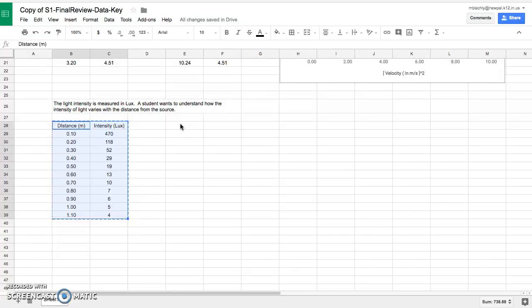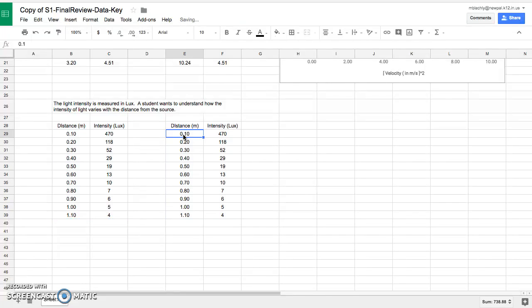So I'm going to copy my data and paste it over here. And when I paste it, I'm going to take, I think, y equals 1 over x. So I'm going to write a formula here. I'm going to take 1 divided by x and graph that and see if that straightens it out.